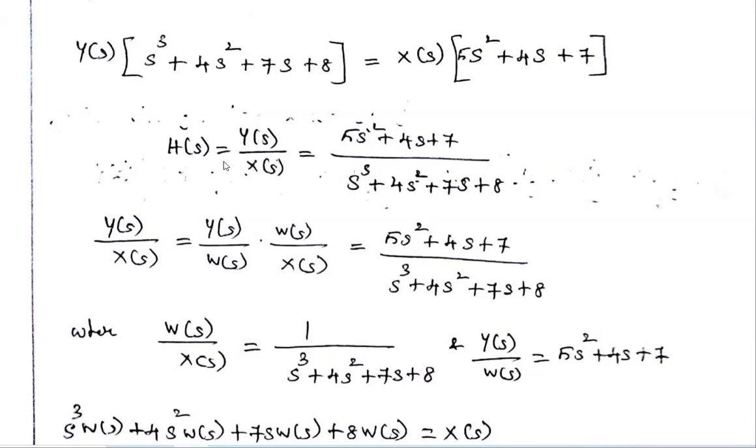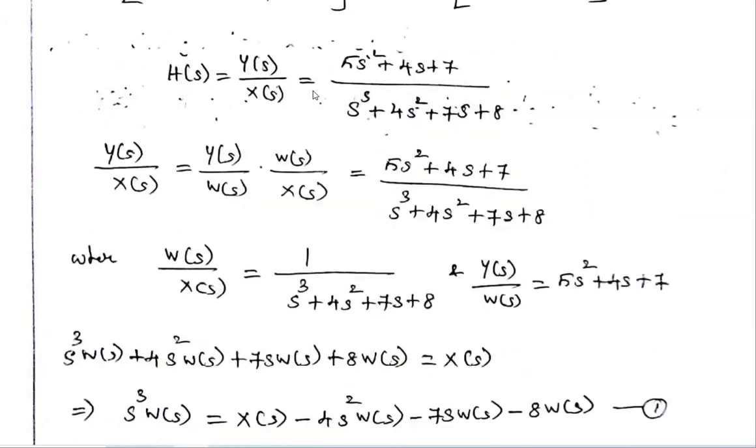So the transfer function H(s) equals Y(s) by X(s). It can be written as, so Y you keep here, this X(s) you give to this side. That's why this 5s squared plus 4s plus 7 divided by this term, it will come to the denominator. Okay. So this is Y(s) divided by X(s). So this is the first step.